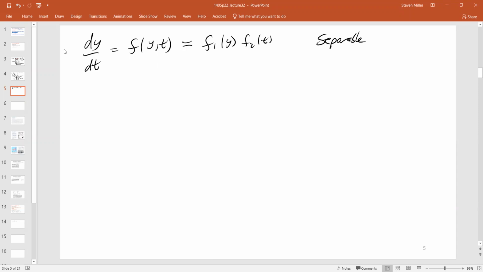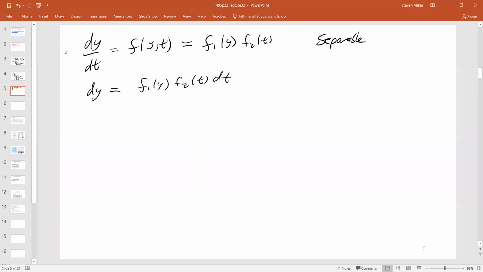So we could start as we did before. dy is f1 of y, f2 of t dt. But if I try to integrate, I've got y's on both sides. So what could I do? It's bad that I've got y's on both sides. So what can I do to fix this?